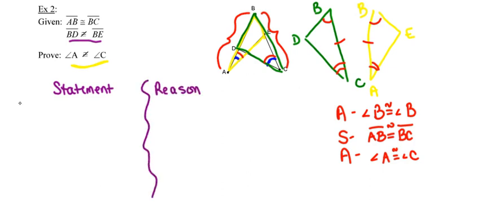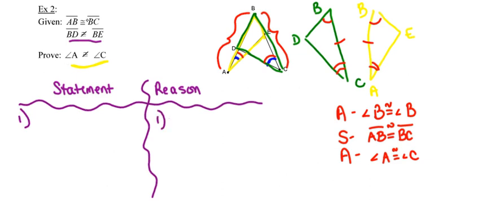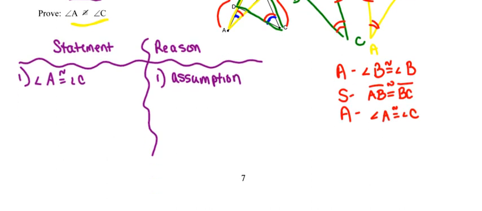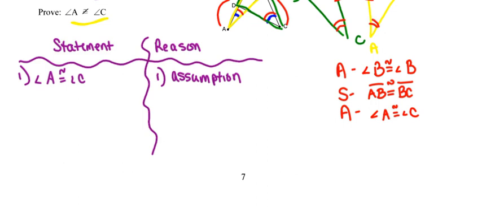I will almost always start a two-column proof or any kind of indirect proof with this assumption. You could start with the given information, but I'm going to start with the assumption. So angle A is congruent to angle C. That's an assumption that we're making just so we can see where that takes us and what we get as a result of assuming that those two angles are congruent to each other. Those are a pair of angles in the triangles I was trying to prove congruent.